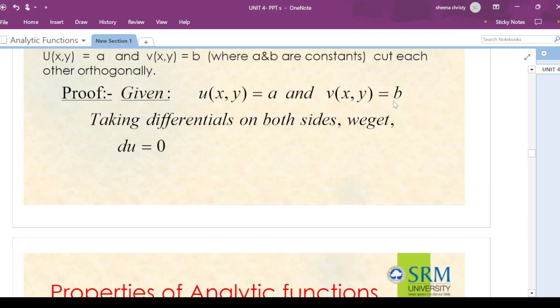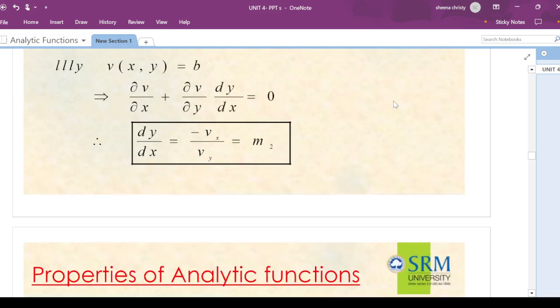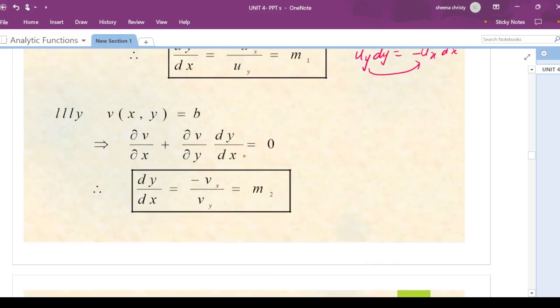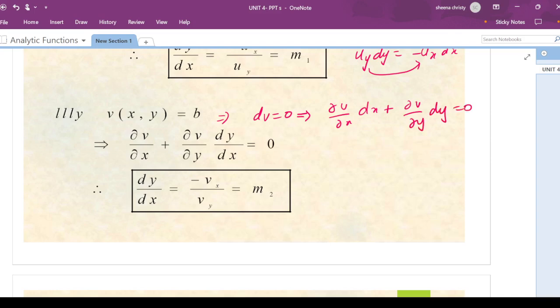Likewise, you are going to find out from the second family of curves v of x comma y equal to b, using total derivative, we'll get dv equal to 0. dv can be written as ∂v/∂x into dx plus ∂v/∂y into dy equal to 0. Likewise, in the previous step, by keeping dy by dx on the left hand side, you will get the other slope, that is minus vx by vy.